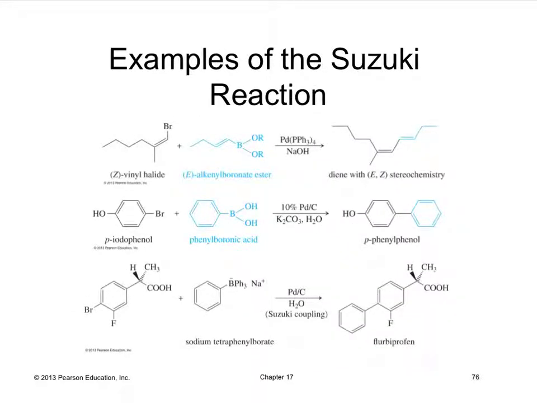So examples of the Suzuki reaction are shown here. Here's a vinyl halide in the presence of an alkenyl boronate ester. Palladium will generate the product here with both E and Z stereochemistry. Here's p-iodophenol and phenyl boronic acid, in the presence of your catalyst, generating this para-phenylphenol. Palladium on carbon reacts here and will attach at the boron to generate the product shown here.